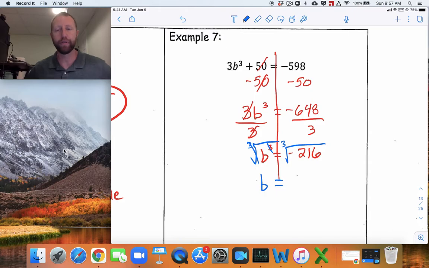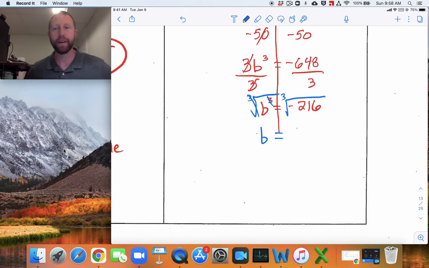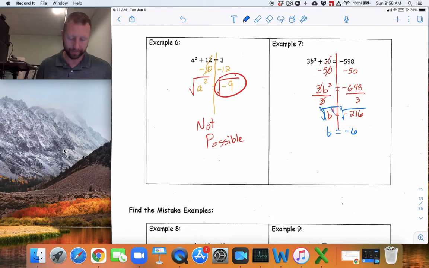And then the cube root of negative 216, what number multiplied by itself 3 times would give us negative 216? And that answer is negative 6, right? Because negative 6 times negative 6 is positive 36, and then positive 36 times negative 6. That's how we get that negative, because a positive times a negative is a negative, and it does equal negative 216.